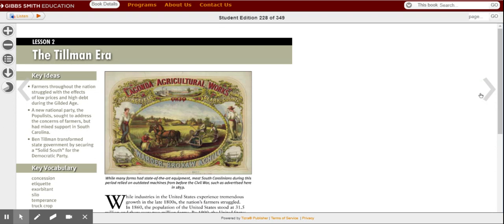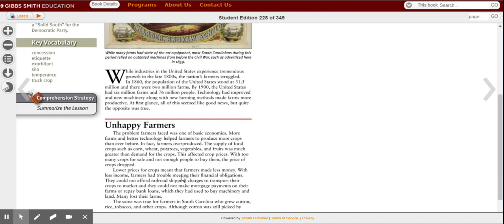All right, farmers throughout the nation struggled with the effects of low prices and high debt during the Gilded Age. All right, a new national party known as the Populists sought to address these concerns of farmers, but had mixed support in South Carolina. Ben Tillman transformed state government by securing a solid South for the Democratic Party.